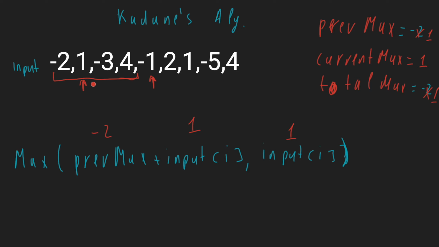And as we go here, let's say at the last element, we are again running the same algorithm. And by the time we reach the end of our array, we have the total max set to our total max value.